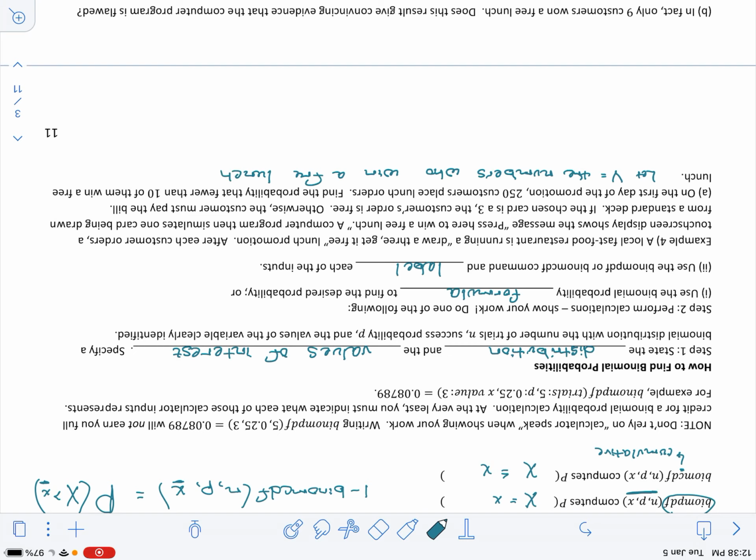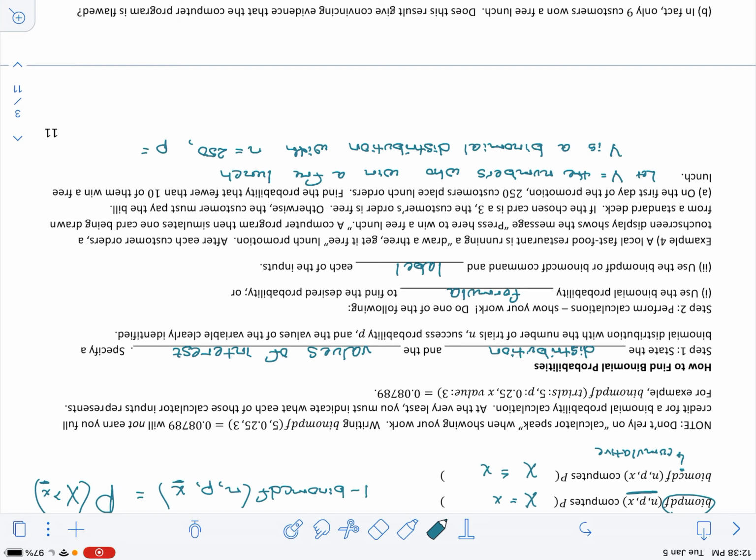Now, this is a binomial setting. So I'm just going to put Y is a binomial variable distribution. Not entirely convinced that I have the right terminology here, but I'm just going to say my number of trials, so winning a free lunch, this is going to be possibly happening up to 250 times because there are 250 customers that day.